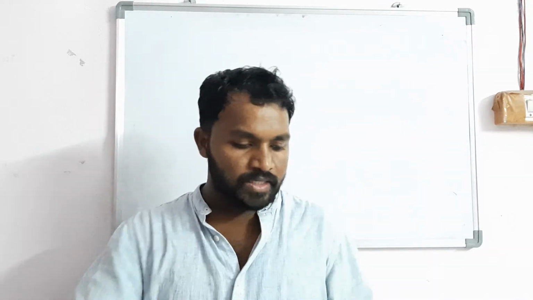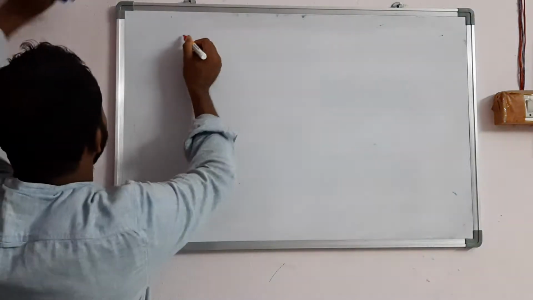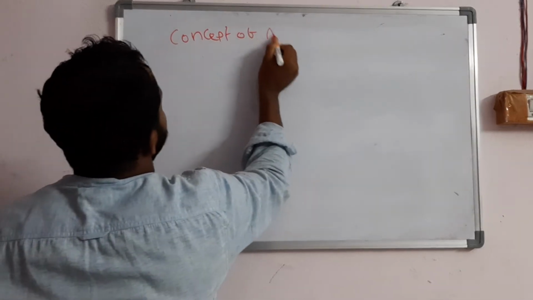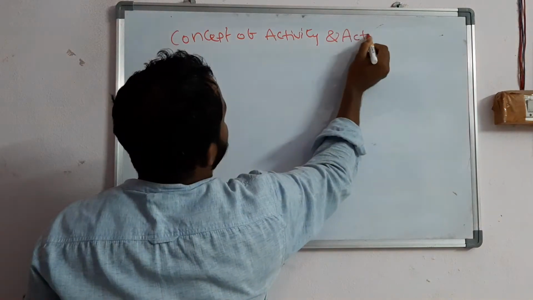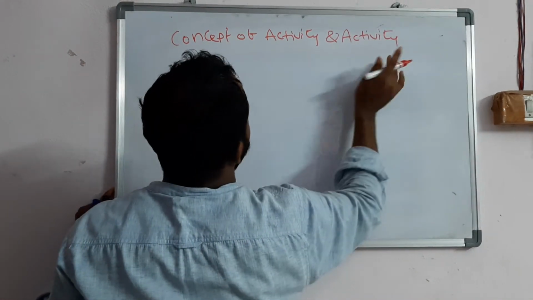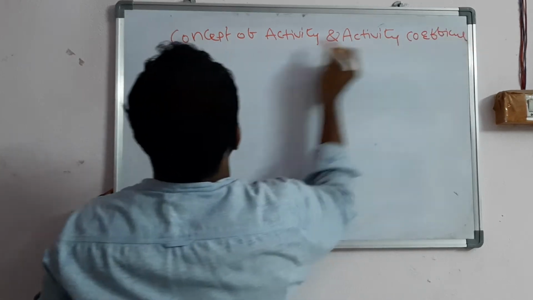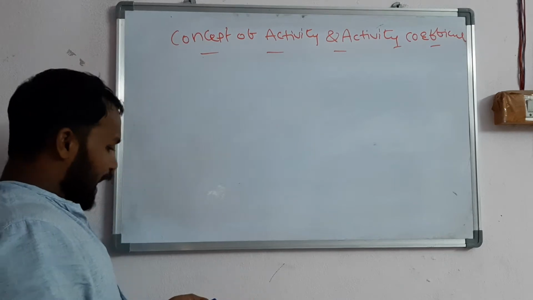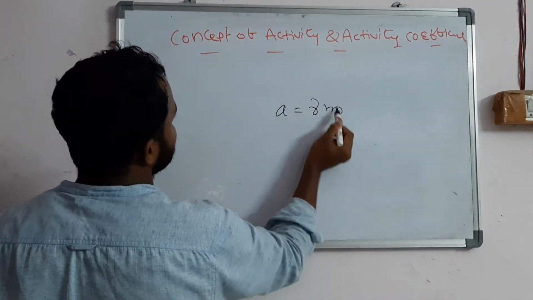Good afternoon students. Now we are going to discuss the concept of activity and activity coefficient. The next heading is the concept of activity and activity coefficient. Activity coefficient is a very important concept. Generally, activity is represented as A = γm, which we will discuss.